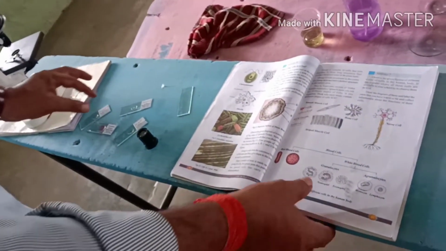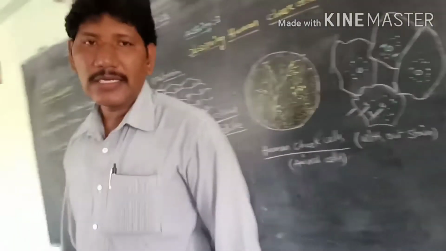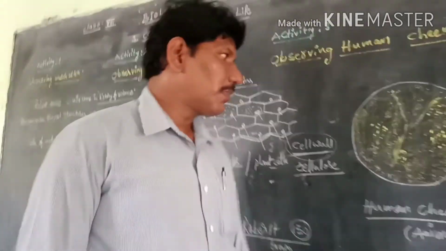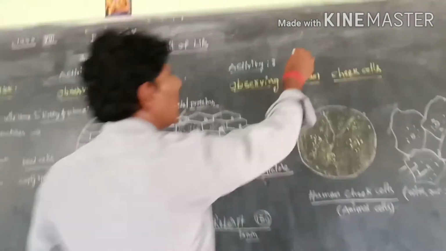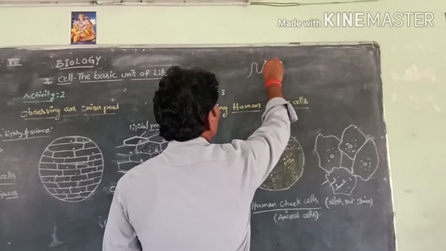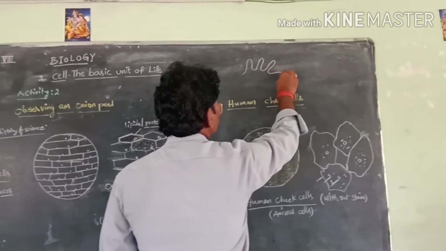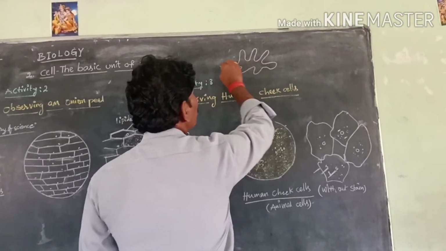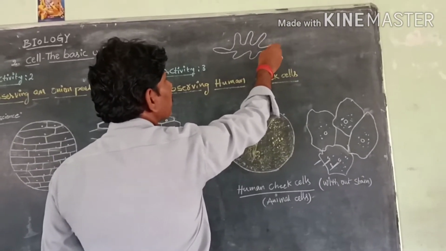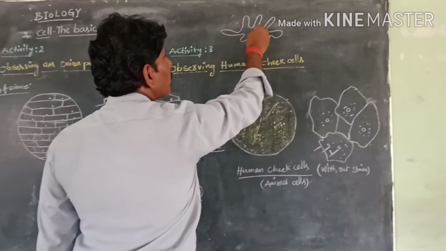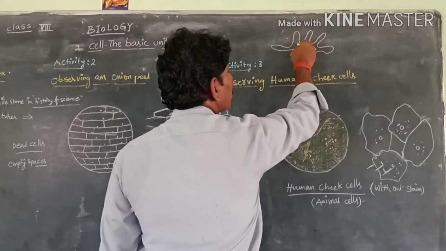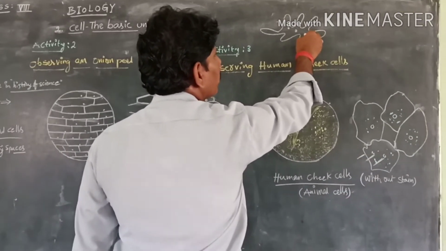Actually it is a single cell, but we consider amoeba as an organism because even though it is a single cell, it can perform all the life functions as usual like multicellular organisms. For example, this is the structure of amoeba. Amoeba has pseudopodia. Pseudo means false. It is a false foot-like structure. It also has a nucleus, one contractile vacuole and a food vacuole.